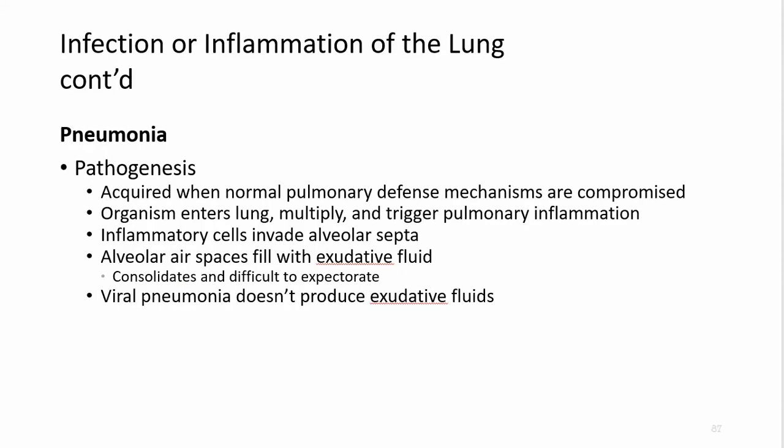So really, pneumonia happens when your defense mechanisms are compromised, when organisms that wouldn't normally multiply do, and you get an infection. And then this triggers inflammation, right? And then this inflammation causes an exudate, which then fills the alveolar spaces.